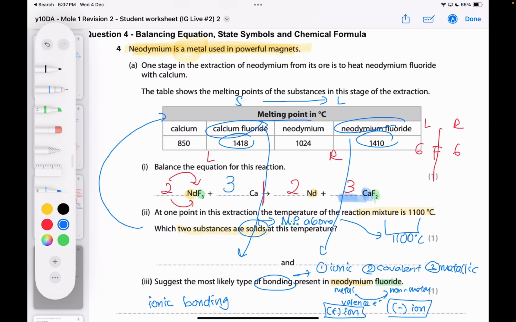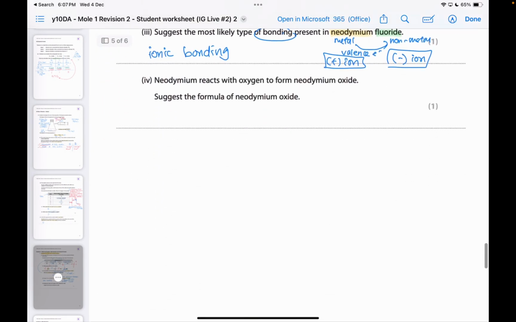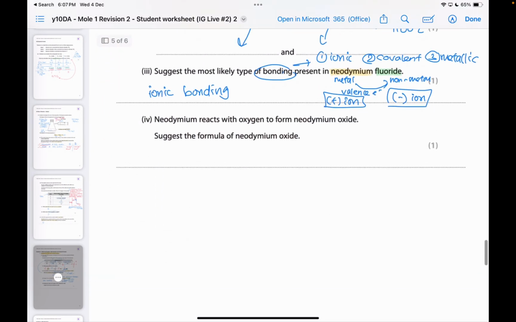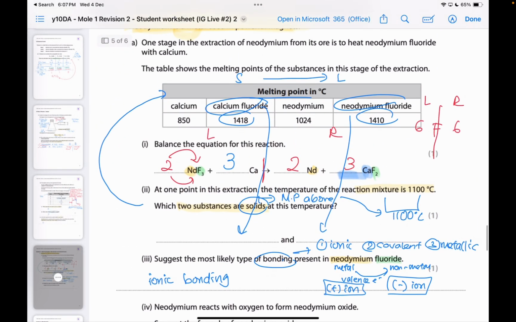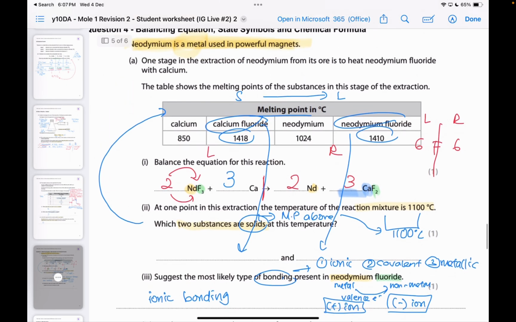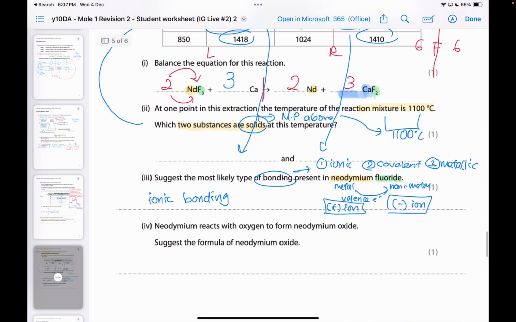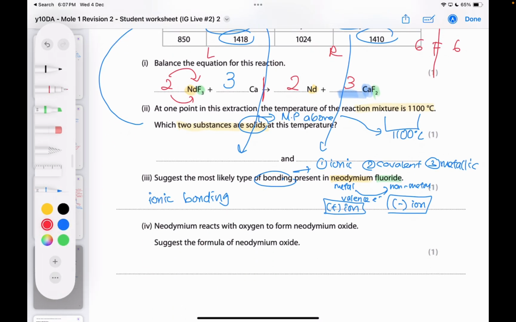Okay? Alright, let's move on a little bit. Suggest the formula of this. Okay, formula. So the only clue you have for this is here. I'm just going to highlight this. You can use red. I'm going to bring this here. I've got a formula of NdF3. So what does it mean to have this formula?